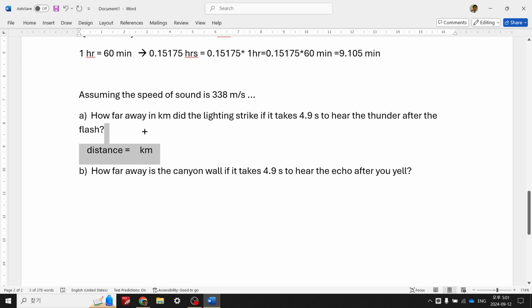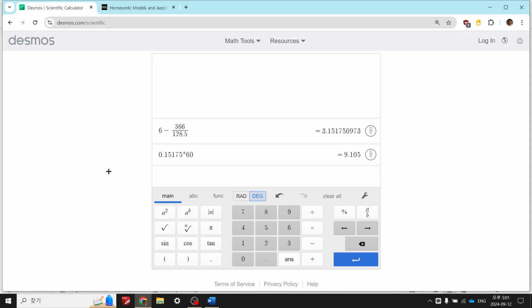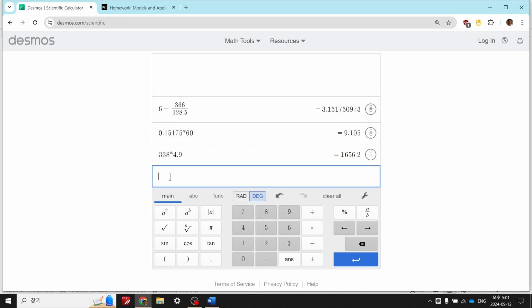So let's write that down. So to answer this, we are going to use that distance is equal to speed times time. And what's the speed? 338, right? And then what's the time? 4.9 seconds, right? So let's take that, plug it into the calculator, enter, and you get 1656.2 as the answer.